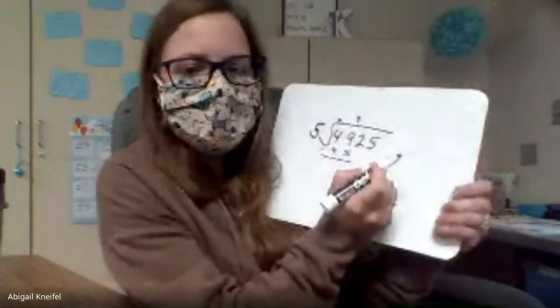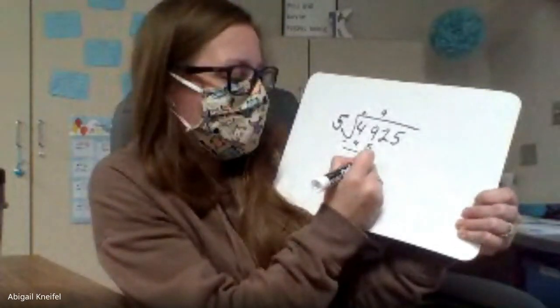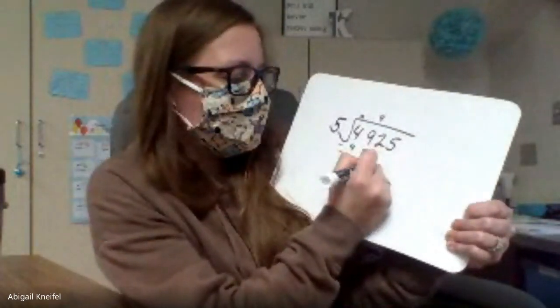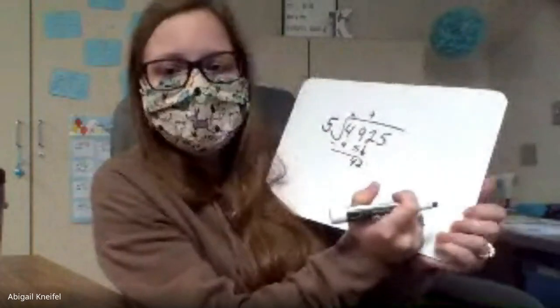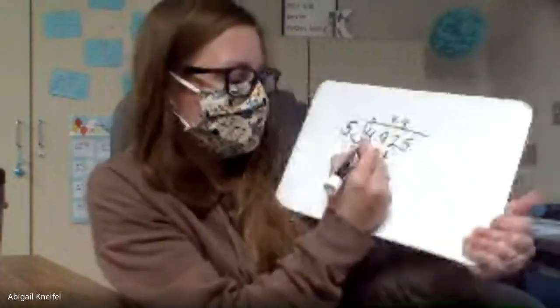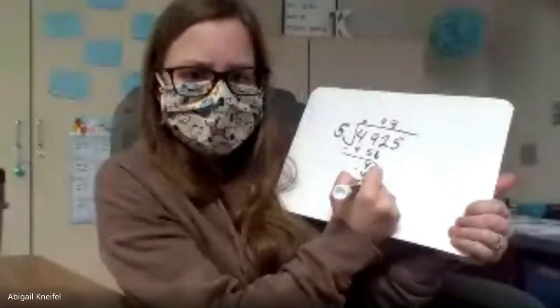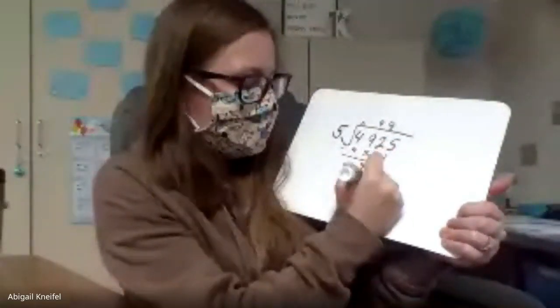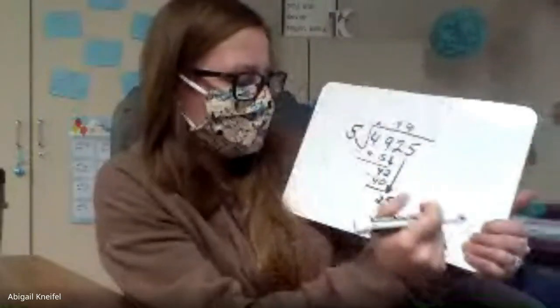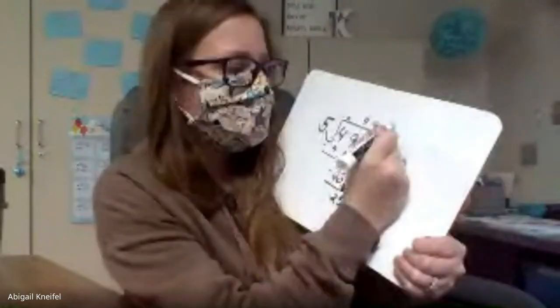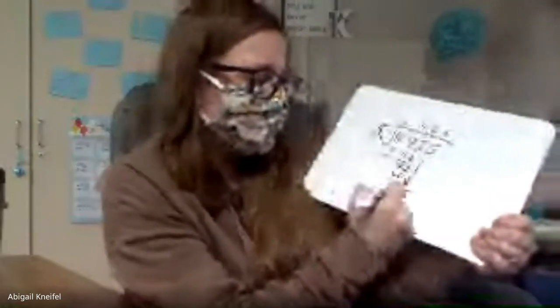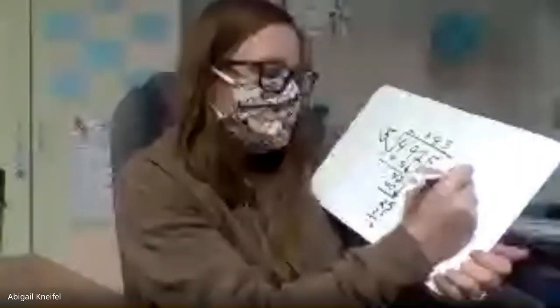Now we subtract 49 minus 45, which is 4. Bring down my 2. How many times can 5 go into 42? 8 times, which is 40. 42 minus 40 is 2. Bring down my 5. How many times can 5 go into 25? 5 times, which is 25 minus 25, which equals 0. Your answer should be 985.